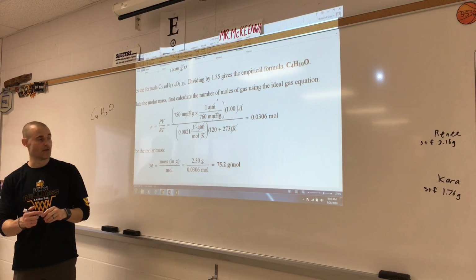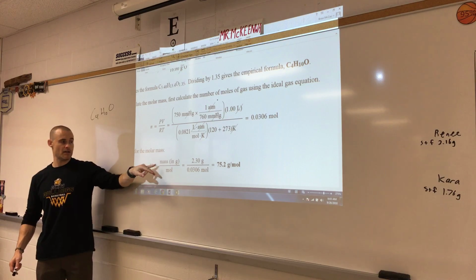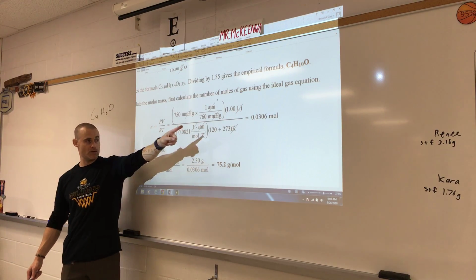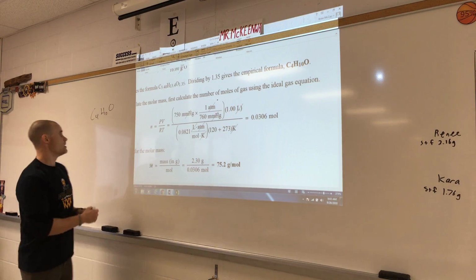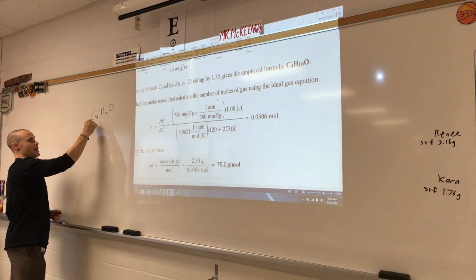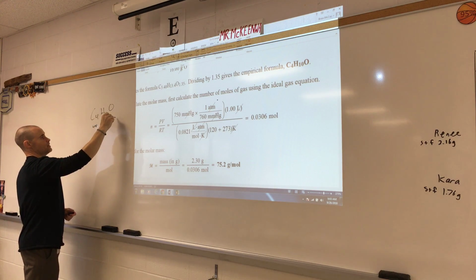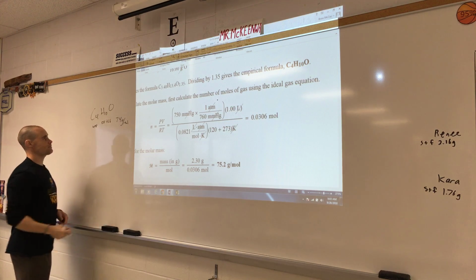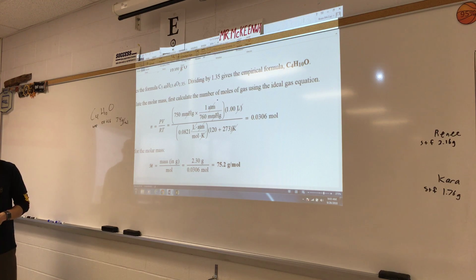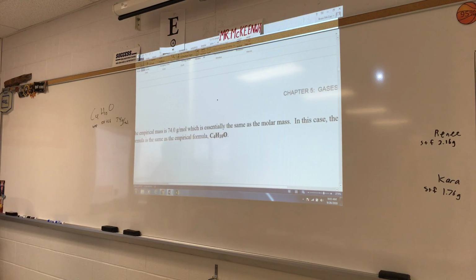Your moles are 0.0306. Grams per mole is molar mass, right? 2.3 divided by what you just found, 75. So this has a mass, let's see, 4 times 12 is 48. That's 58, and 16, which is 74 grams per mole. So that's pretty close to 75. Basically, it's the same.